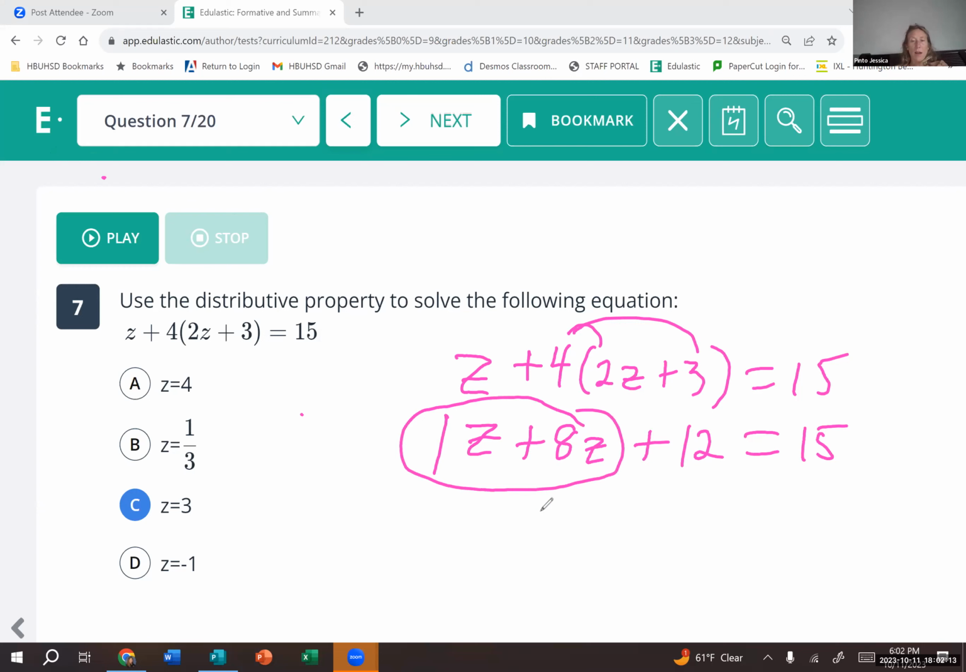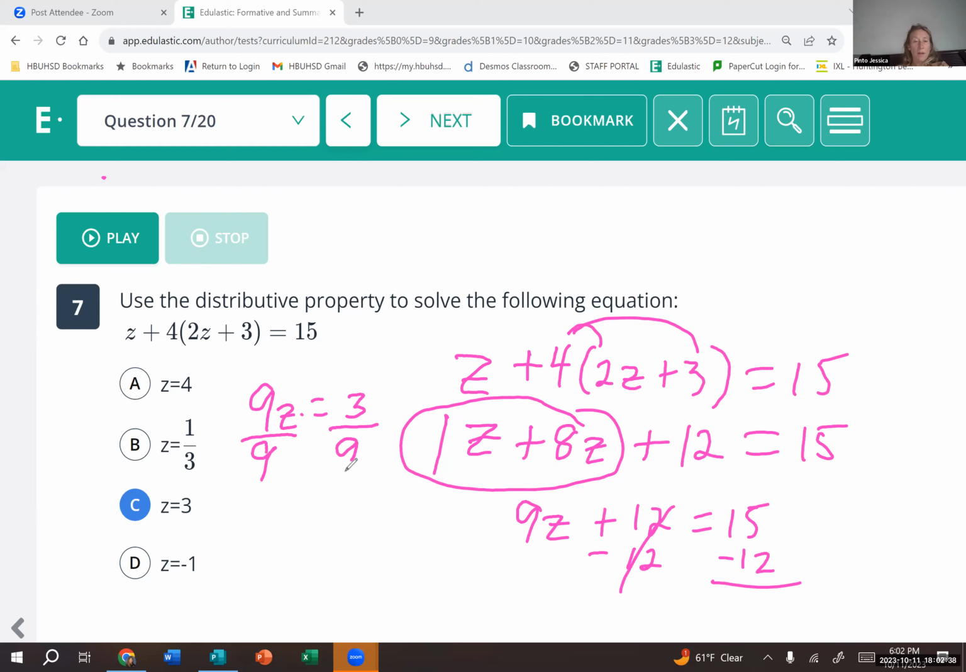So together, these are going to make 9z plus 12. Then we're going to subtract 12. And that's going to give me 9z is equal to 3. Now we're solving for z, so we need to get rid of the 9. We're going to divide by 9. And then this is going to have 3 in the numerator and 9. That means we can divide both of those by 3. And this is going to equal 1. And this is going to equal 3.